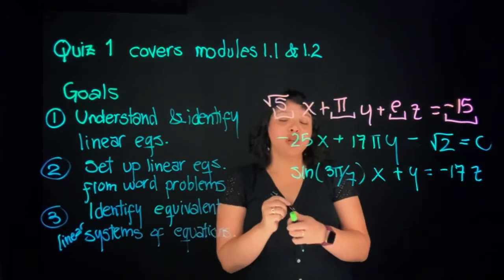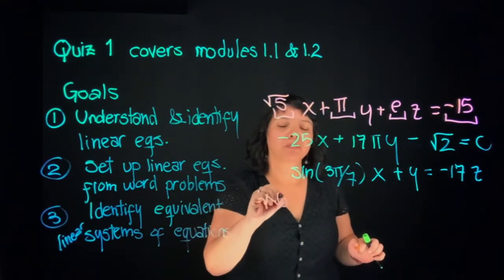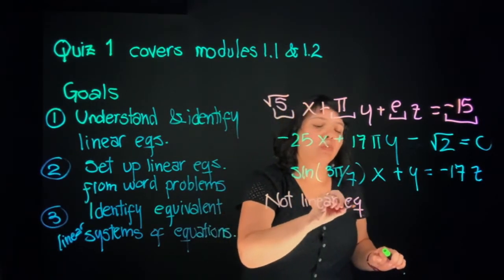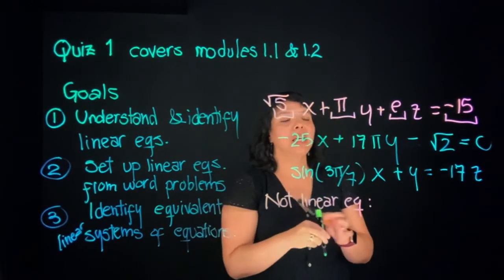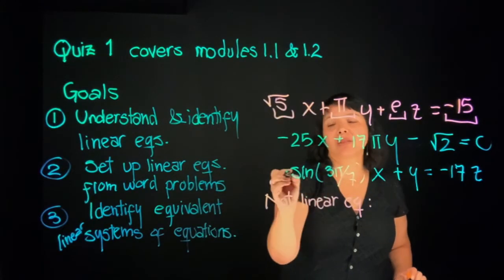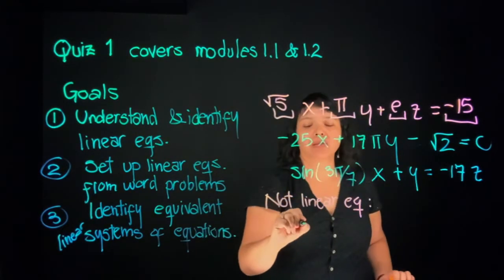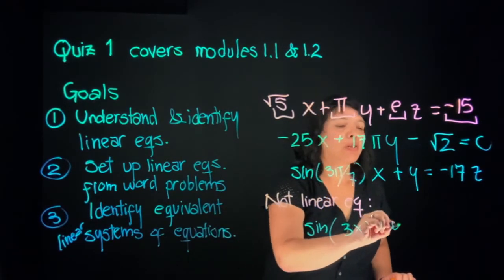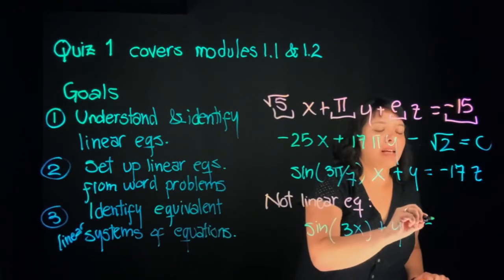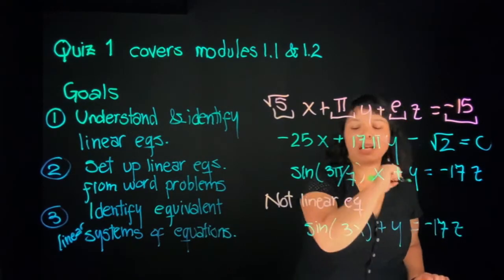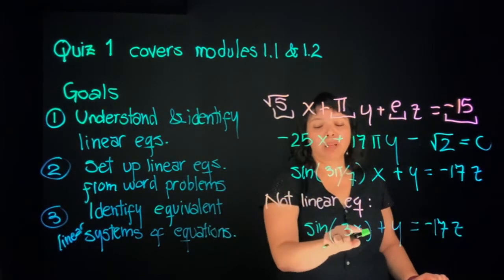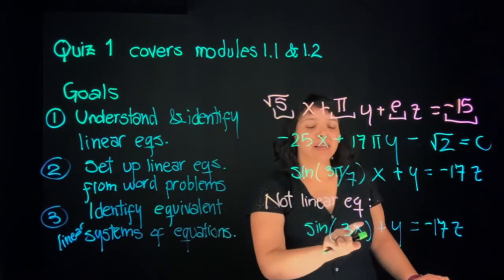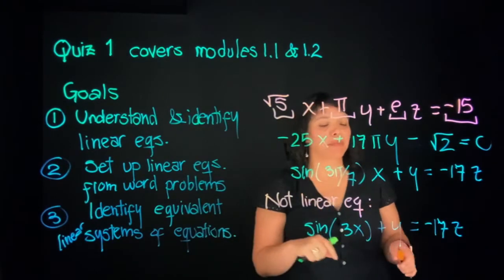What is not a linear equation, for example, would be if your x is actually part of the argument of sine. So for example, sine of 3x plus y equals negative 17z. This is not a linear equation because this is not a coefficient times x. This is sine of 3x. That makes a big difference.